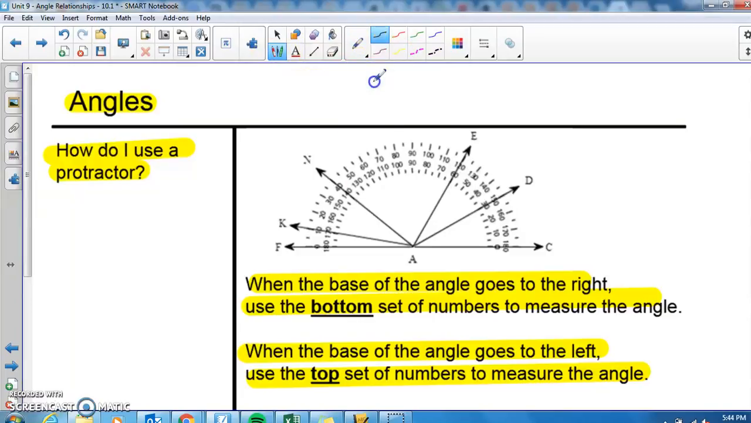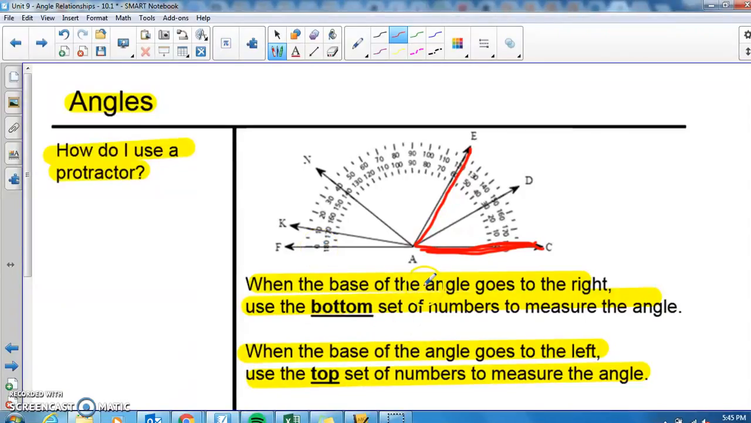All right, when using a protractor, let's first look at this angle right here, starting at letter E, going down to A, and over to C. So that angle right there. First of all, let's look at the base of this angle, which is this portion right here. Is the base of that angle pointing to the right toward letter C, or is it pointing to the left toward letter F?